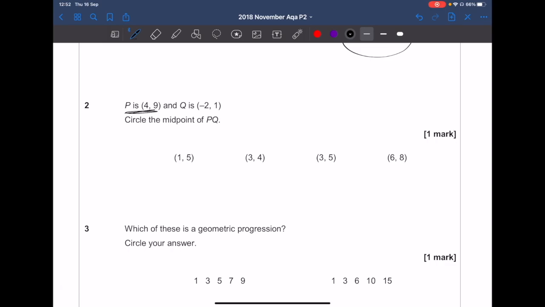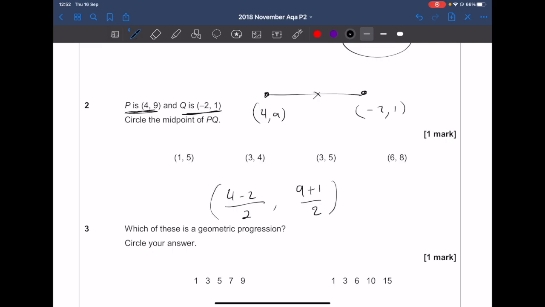P is (4, 9) and Q is (-2, 1). So I call the midpoint of P and Q. If you're imagining you've got 2 points, (4, 9) and (-2, 1), you're trying to find the middle of those two. So you've got (4 minus 2) over 2 and (9 plus 1) over 2. So therefore 2 over 2 and 10 over 2. So your midpoint should be (1, 5).